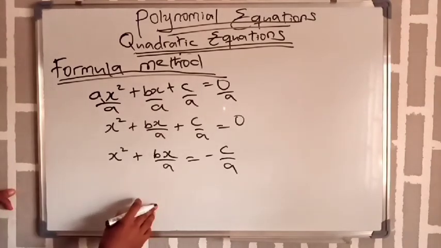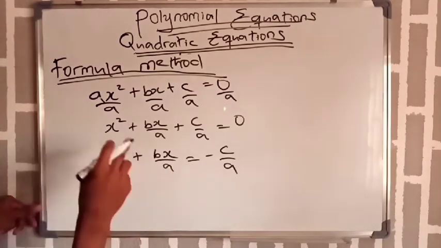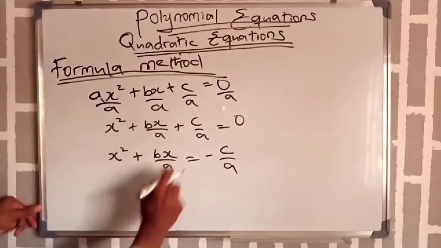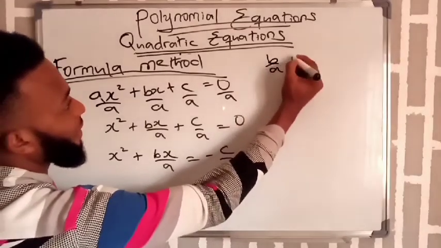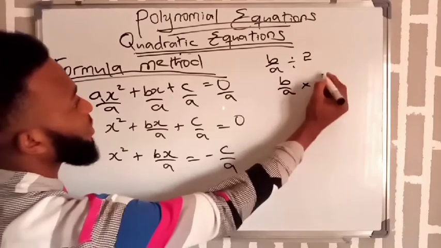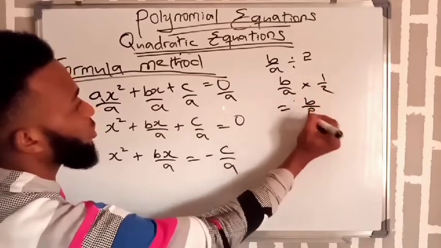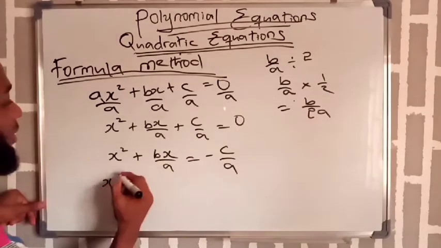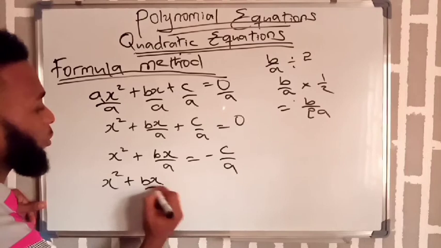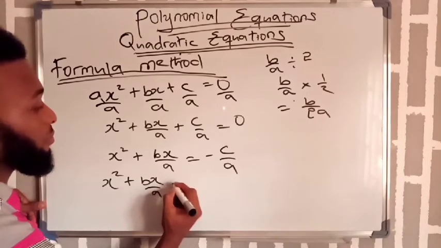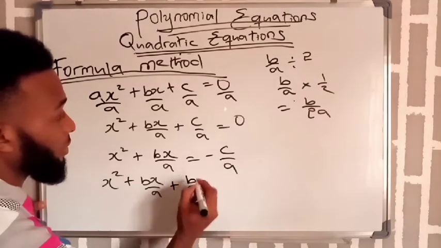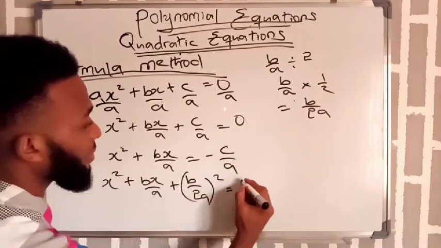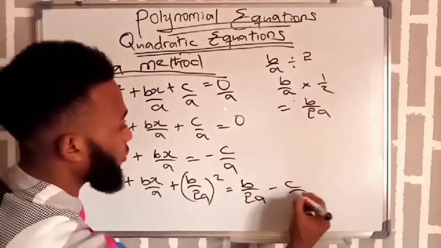After doing that, I told you to divide the coefficient of this, which is b over a, by 2. That's b over a divided by 2, which is b over a times 1 over 2, which equals b over 2a. So we're going to be adding this to both sides. So this becomes the square of this. This becomes x squared plus bx over a plus b over 2a all squared equals, now bringing this, b over 2a squared minus c over a.